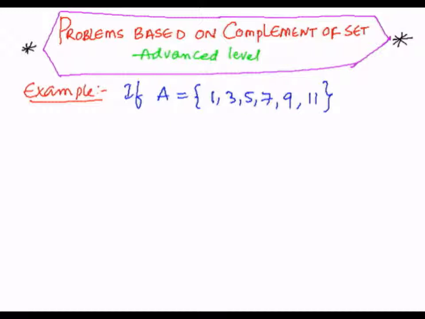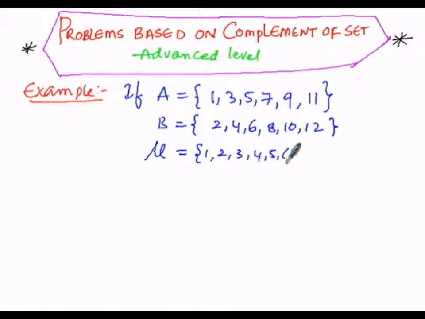Now let us assume one more set, B, whose elements are even numbers which are less than or equal to 12. So here 2, 4, 6, 8, 10 and 12. These are the elements of set B, the even numbers that are less than or equal to 12, or less than 14. In a similar manner, let us assume the universal set to be the natural numbers 1, 2, 3, 4, 5, 6, 7, up to 12, so 9, 10, 11 and 12.